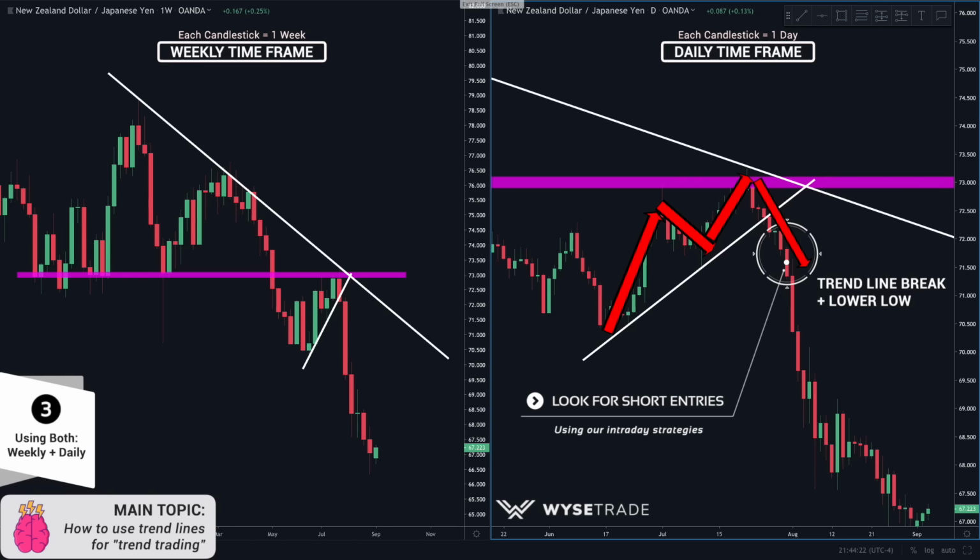or intraday entry. Again, the key here is that this all occurred after the rejection and bounce from an area of high confluence, or else you would have just had a trend line break, and that would be meaningless. Now, we're going to take it even one step further.